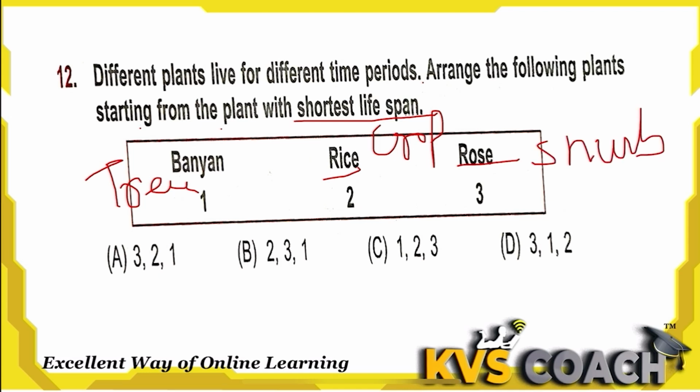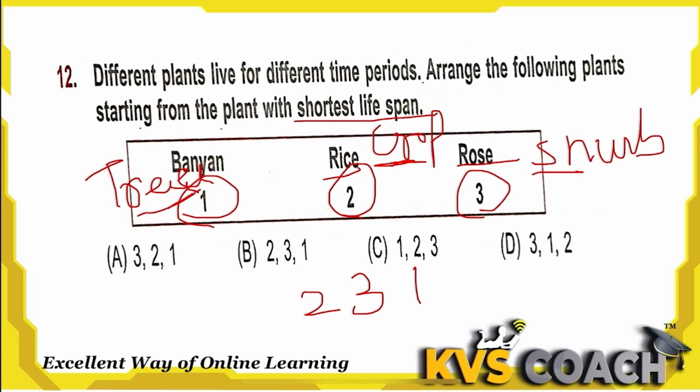So kids, trees have a long life. Crops have the shortest life. It may be 2 months, 3 months, 6 months, 8 months, but they don't live more than 1 year. A rose lives many years but not as long as trees. It means the shortest life is of a crop, after that a shrub and after that a tree. So 2 is the shortest, then 3 and then 1. Option B is the right answer.